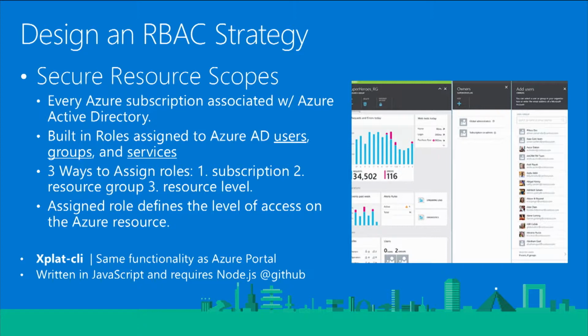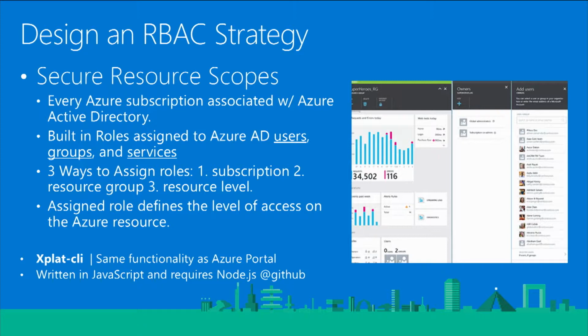The idea here is that we have roles assigned to Azure Active Directory users, groups, and services. We can assign these roles at a subscription, resource group, or resource level. So we can give somebody access at the subscription level to all resource groups in a subscription, at a resource group level to all resources in that resource group, or we can give them access to a single resource. So we actually go in the portal and say this user will have access to this resource.